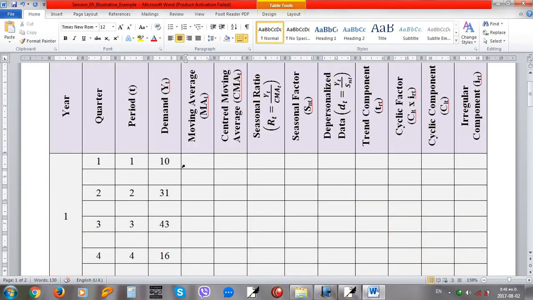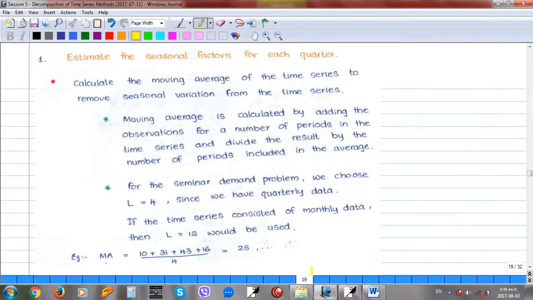Then the first step is to estimate the seasonal factors for each quarter: calculate the moving average of each time series to remove the seasonal variation from the time series. The first step is you have to find the moving averages. When I was explaining the theory, I told you that you have to find the L-year moving averages. Here L equals 4, so you need to find the 4-year moving averages, and also, since 4 is an even number, you need to find the centered moving average also. Moving average is calculated by adding the observations for a number of periods in the time series and dividing the result by the number of periods included in the average.